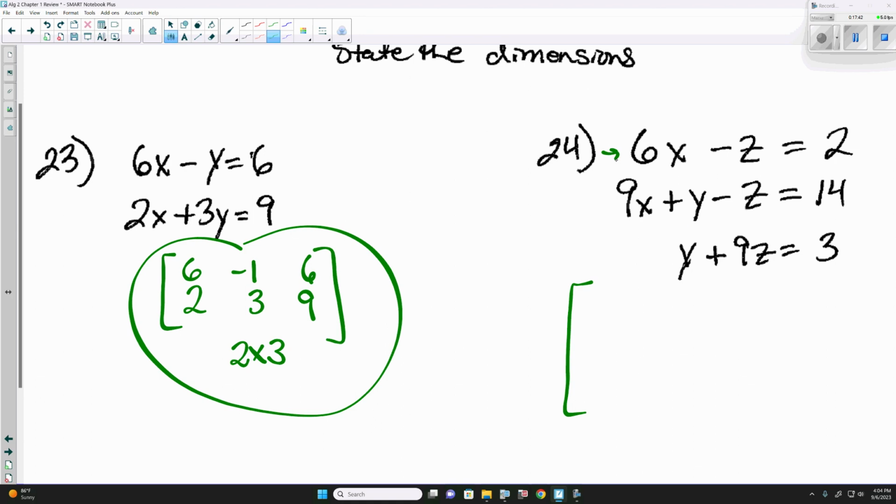Now the first equation, x, z, they are written in the correct order. The middle equation, x, y, z, and the last one, y, z, they are written in the correct order. We just have to fill in some for the missing variables.